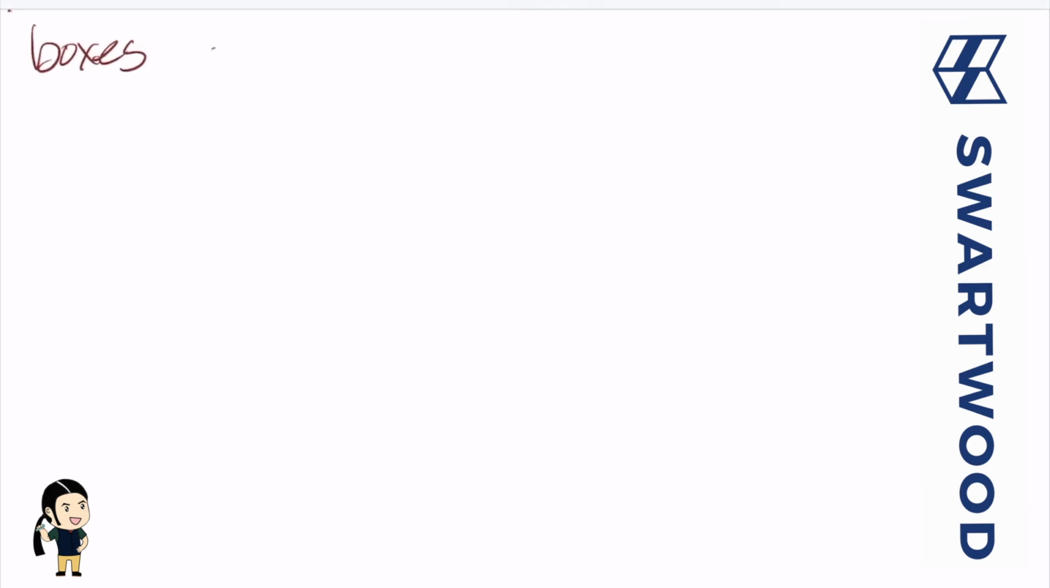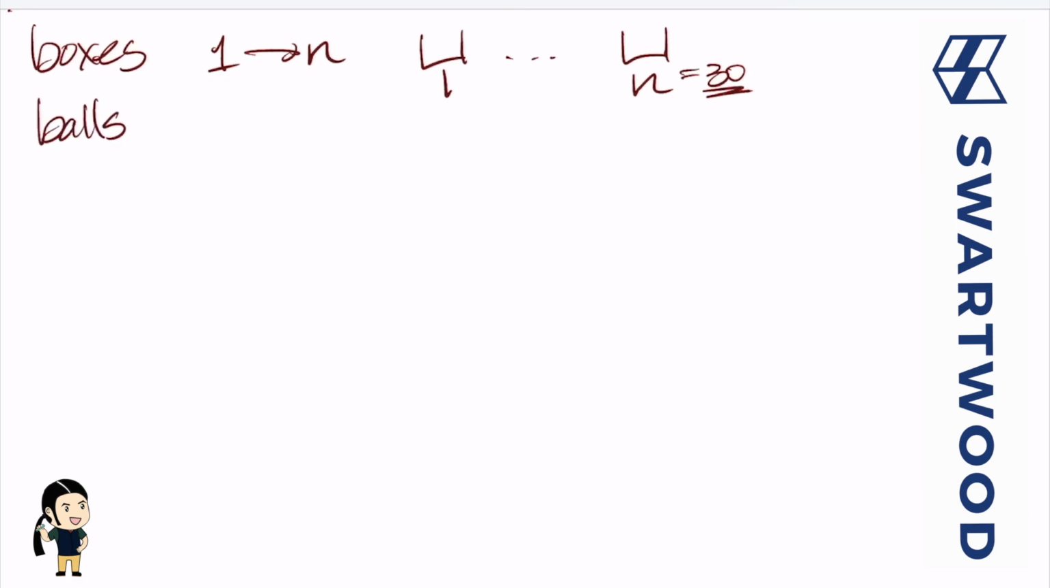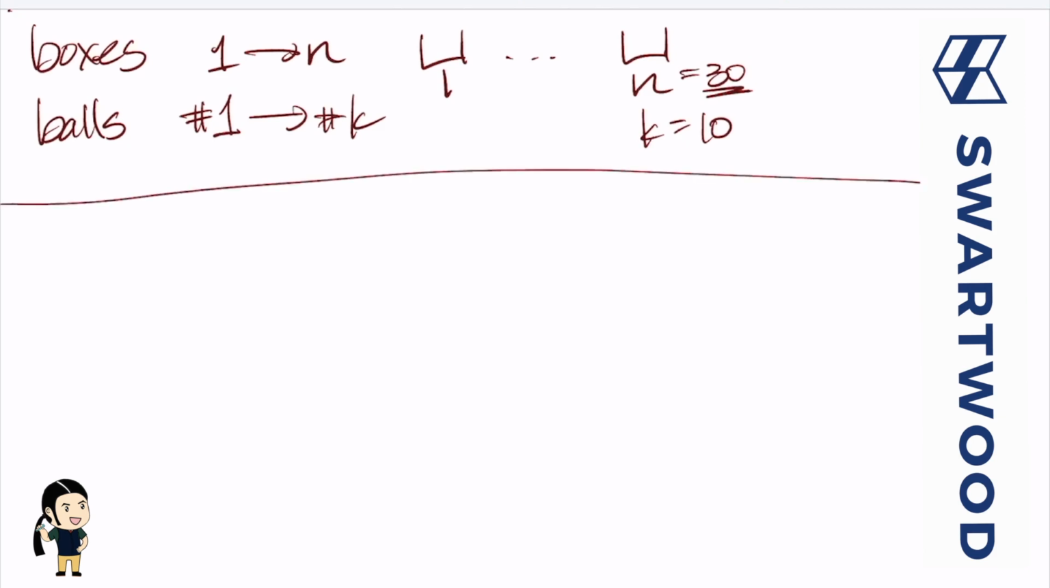And I want to be very clear. So I'm going to label the boxes, box 1 through box N, and I'm going to draw them like this. And to make this concrete, if you want, we can say N is 30. Okay? And then we're going to have the balls. And I'm going to give the balls names because we're going to assume we can tell them apart. So there's ball number 1 up to ball number K. Again, to make this concrete, I'm going to say K is 10. All right. So let's start the procedure.